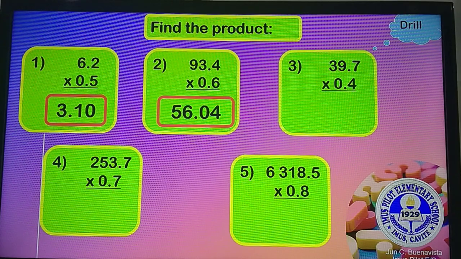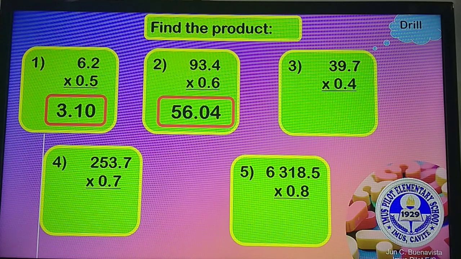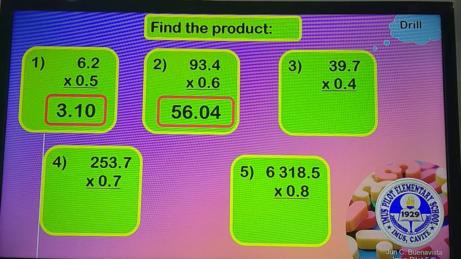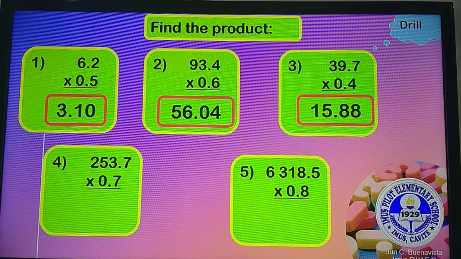Now, for number 3, we have 4 times 7 equals 28. Bring down 8, carry 2. Then, 9 times 4 equals 36 plus 2 equals 38. Carry 3, bring down 8. Then 3 times 4 equals 12 plus 3 equals 15. So the number of decimal places is 2. So therefore, the product has 2 decimal places. So the answer is 15 and 88 hundredths.